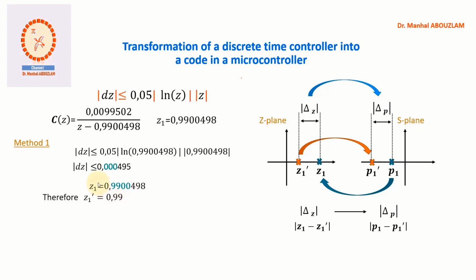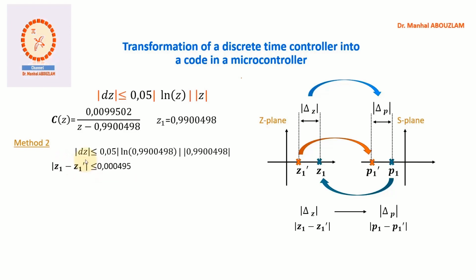Okay, so this is the first method. We count the number of zeros between decimal point and the first digit which is not equal to 0. Then we add 1 to this number. Then we obtain the number of digits to keep after decimal point.